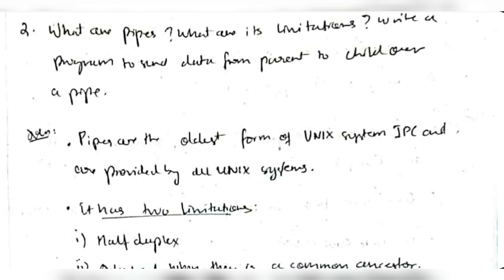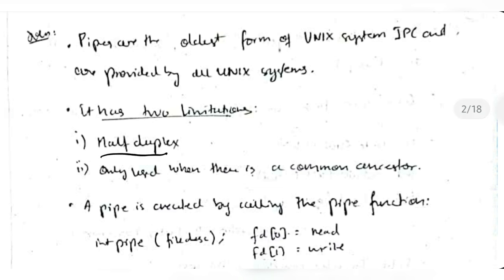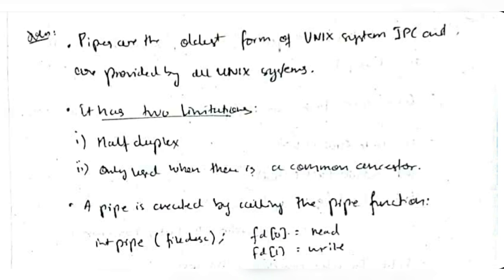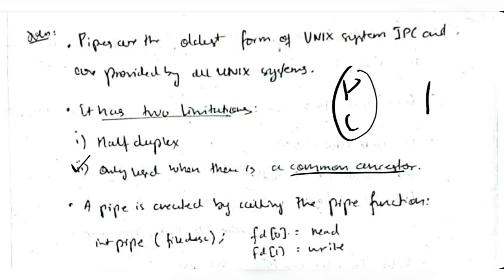What are its limitations? The limitation is that it's half duplex. Half duplex means it can transfer the data at a time only in one direction, or if this is not there, in the other direction. So bidirectional it can't do at the same time. That is the first limitation. The second limitation is that it is formed only when there is a common ancestor, meaning only between parent and child. If other processes are there, they can't form a pipe.